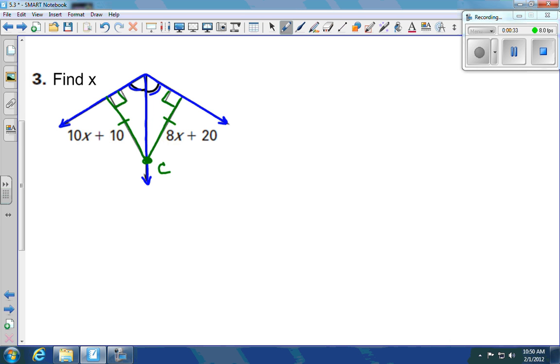Okay, so somebody tell me how I set this up. Great. You set them equal to each other? Yes, I'm going to take these two and I'm going to set them equal to each other. So 10x plus 10 equals 8x plus 20.